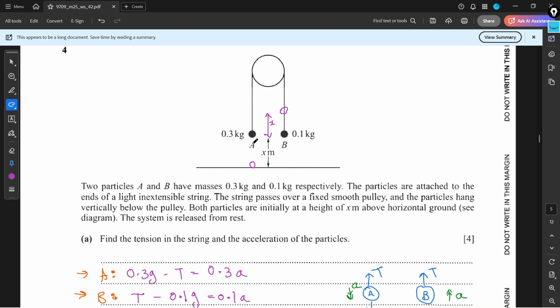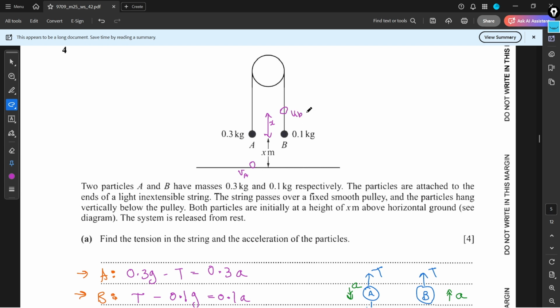Just before A hits the ground, it's going to have a certain velocity. And B is also going to have that same velocity because they are connected by the same string. So if A has a certain speed here, B at the same instant has the same speed. Let's call it UB, so this UB and VA are equal to each other. Why am I calling it UB here?